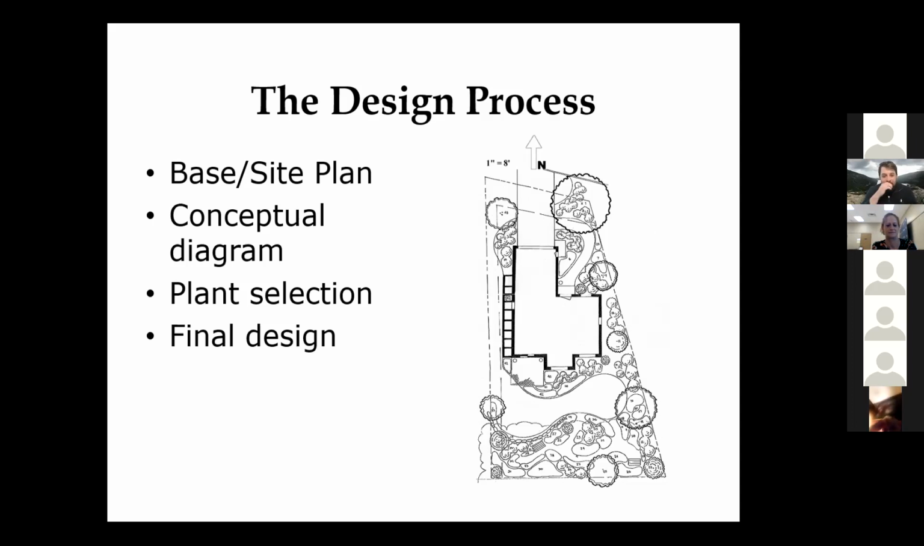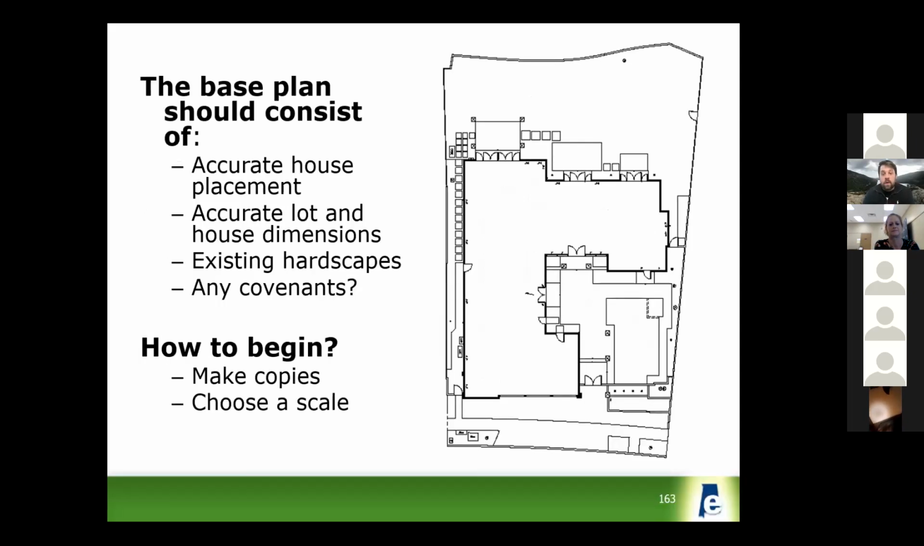So, there's 4 basic parts of the design process: creating a base or site plan, depending on what some people call it, and then going through conceptual design through the diagram phase, which leads to plant selection, and then of course your final design. You can see here on the right an example of a final design.